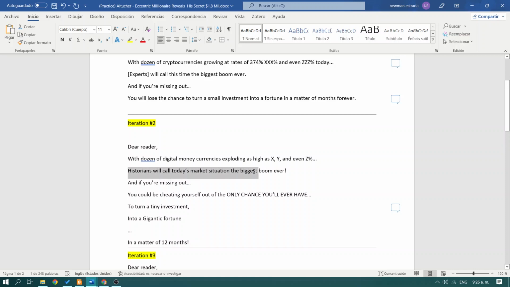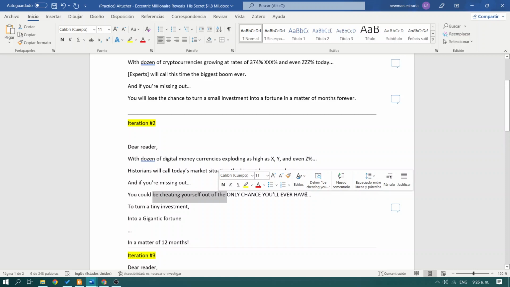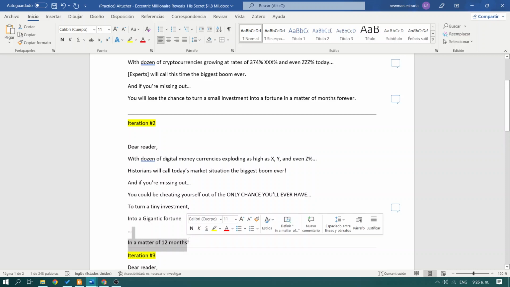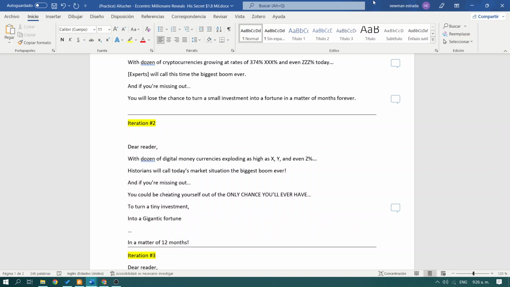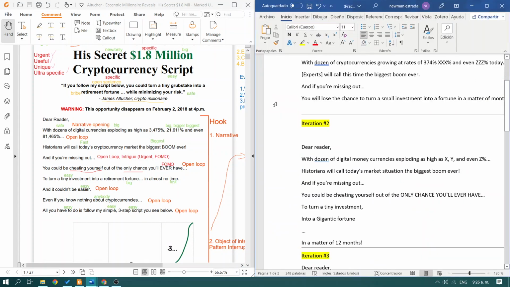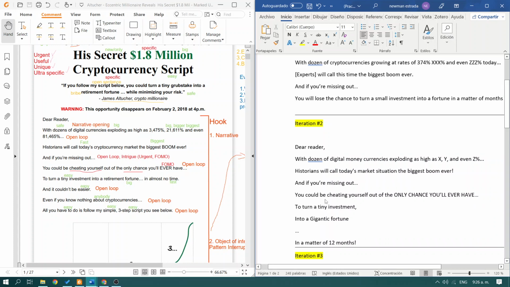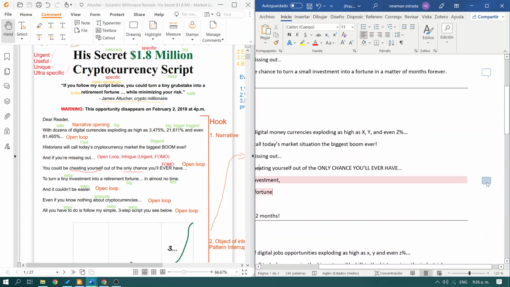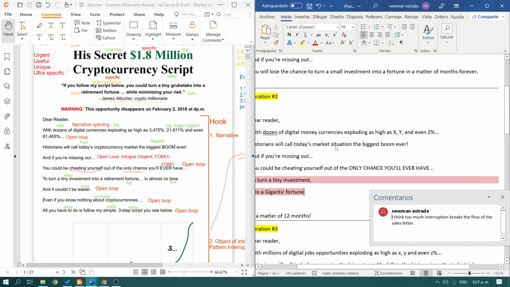Historians will call today's market situation the biggest boom ever. And if you're missing out, you could be cheating yourself out of the only chance you'll ever have... to turn a tiny investment into a gigantic fortune in a matter of 12 months. Let's compare it. I made my second review, just like we did before, and I came up with another observation.